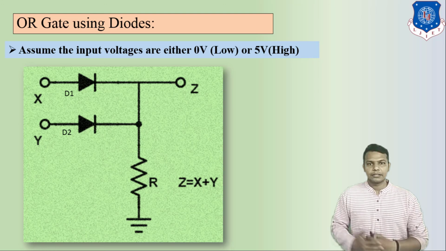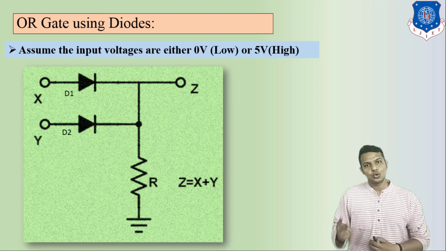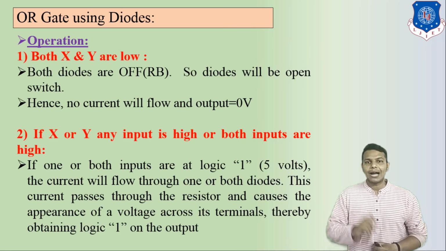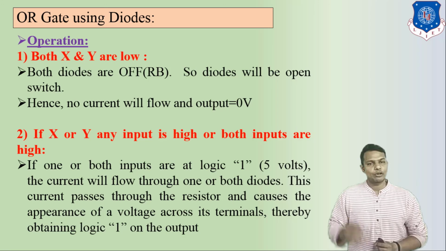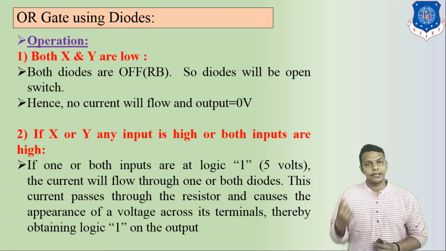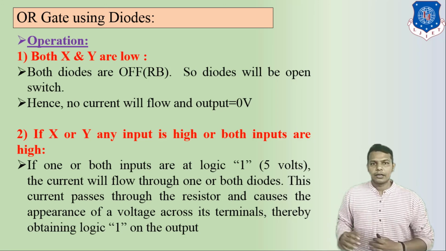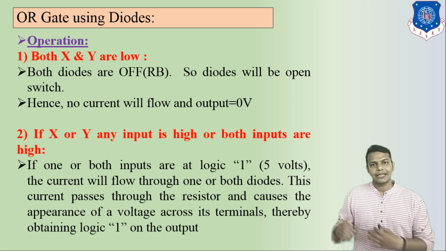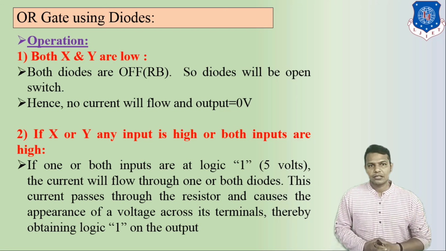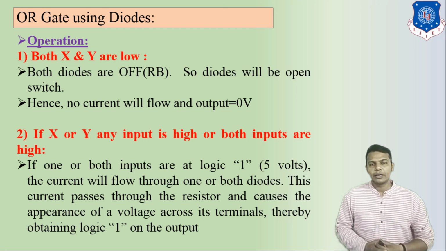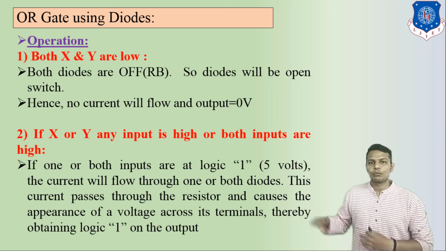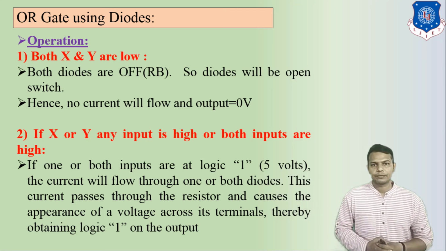So we divide these 4 possibilities into 2 cases. Here we can see both X and Y are low. That means your case number 1, your possibility number 1. Then your diodes are off. We can say it works in reverse bias. So diode will be open, there is no flow of current, that means your output will be 0 volt.